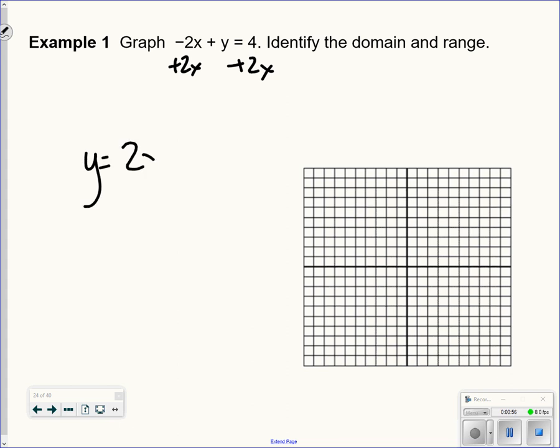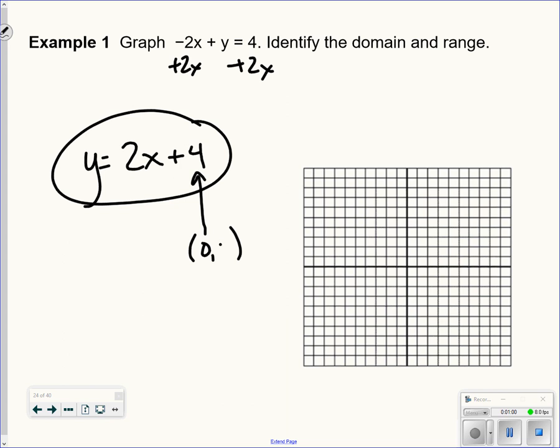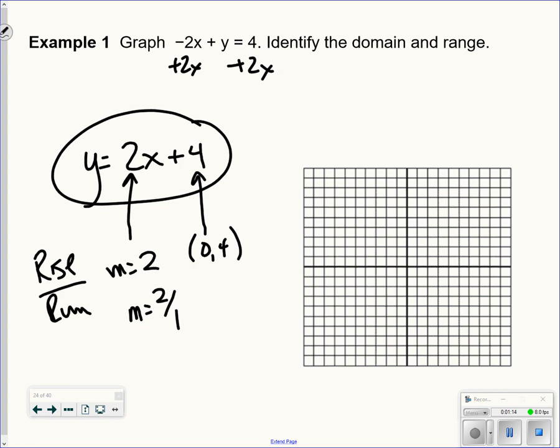Isolating the y value will allow me to come up with the y-intercept, (0, 4), and the slope. Remember, slope is, from your Algebra 1 days, rise over run. So if you have a slope of 2, you're actually going to go positive 2, positive 1. So let's go over here to the graph: the y-intercept (0, 4), up 2 to the right 1, up 2 to the right 1, so positive 2, positive 1, and there's your line.